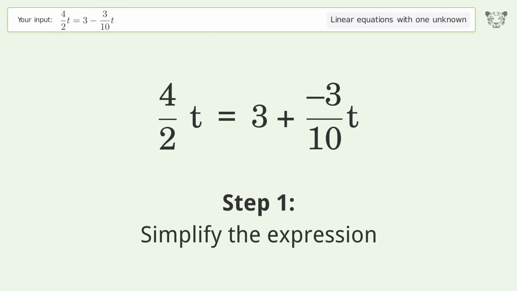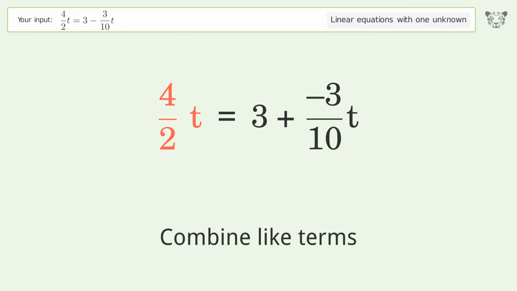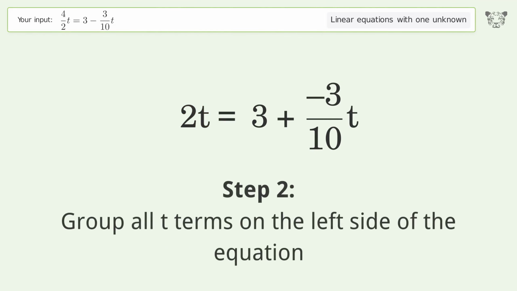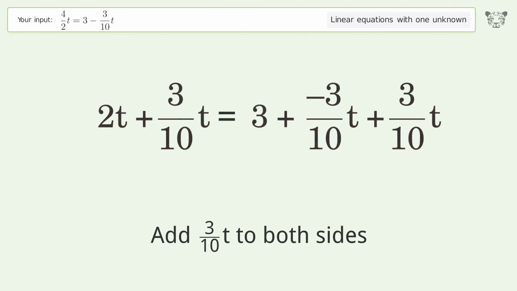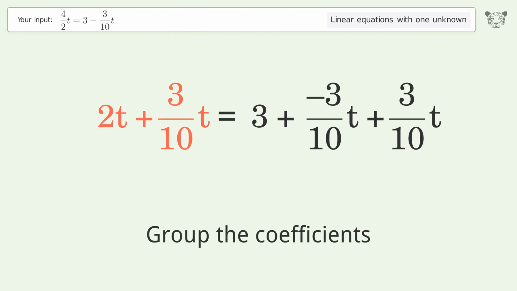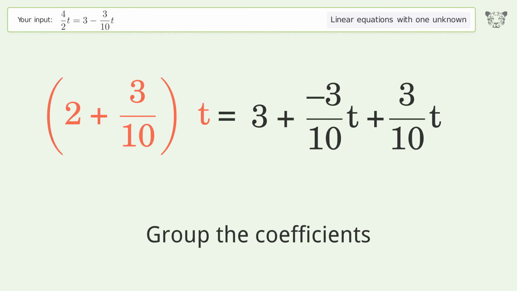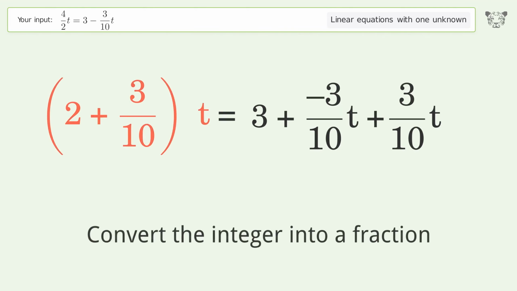Simplify the expression. Combine like terms. Group all t terms on the left side of the equation. Add 3/10t to both sides. Group the coefficients. Convert the integer into a fraction.